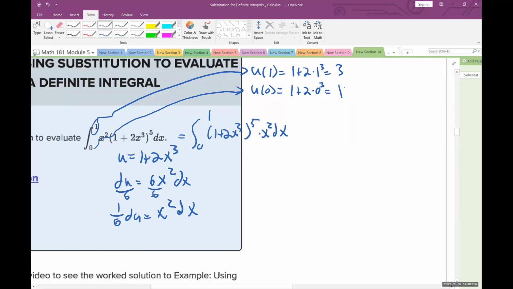So why did I do that? Because now I can change this whole integral to become something equivalent: 1/6 times the integral of u to the 5th du, and my limits now are 1 to 3. They changed from 0 to 1. The 0 became a 1, and the 1 became a 3.